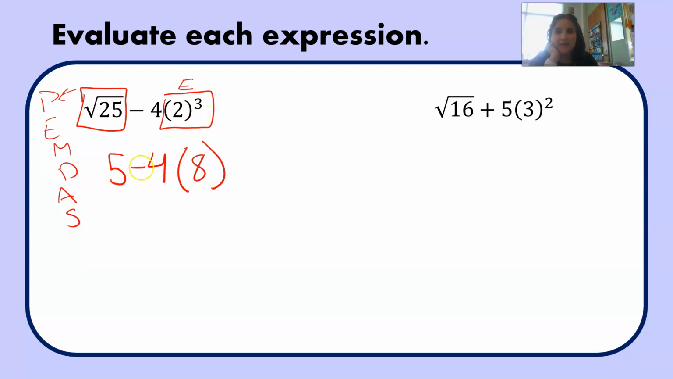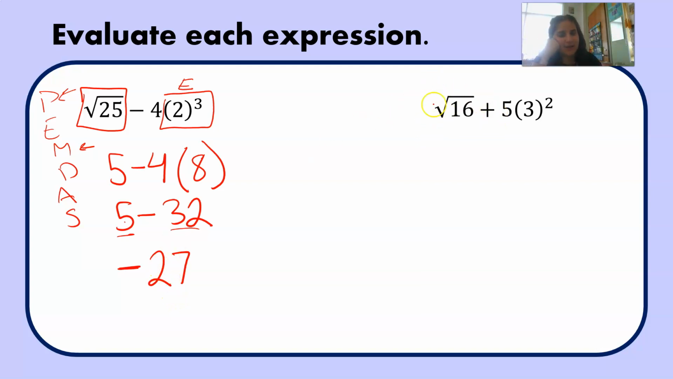So now I have 5 minus 4 times 8. So next would be multiplication. So 4 times 8 is 32. I always forget that one too. And now I'm left with 5 minus 32. So I have a smaller number minus a bigger number, so I know my answer is going to be negative. And then I just do 32 minus 5, which is 27, so negative 27.